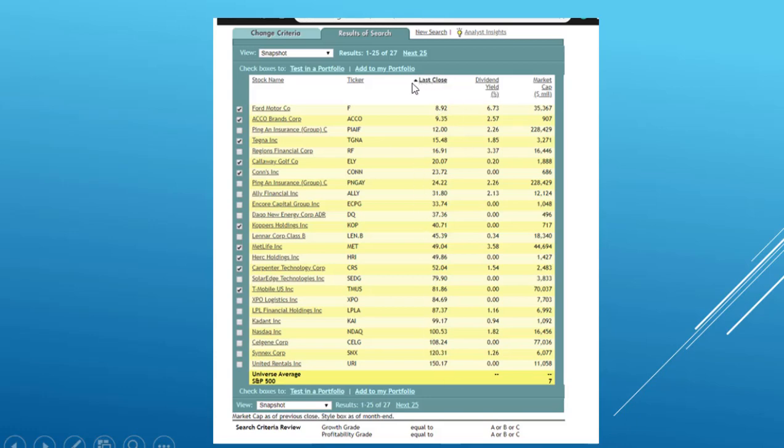The stock prices start from low to high, and you can change that. You could click on this little arrow here and it'll change it from high to low, but I've chosen low to high. I've also gone through this and looked at some stocks.